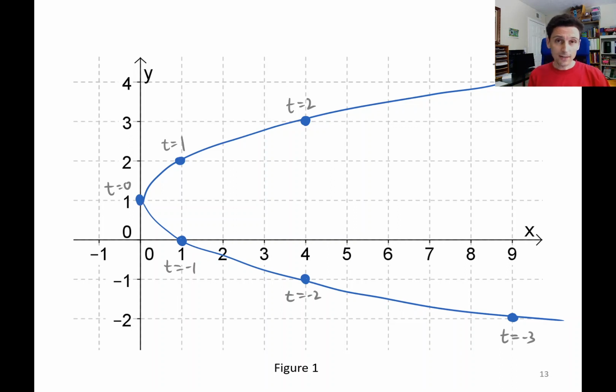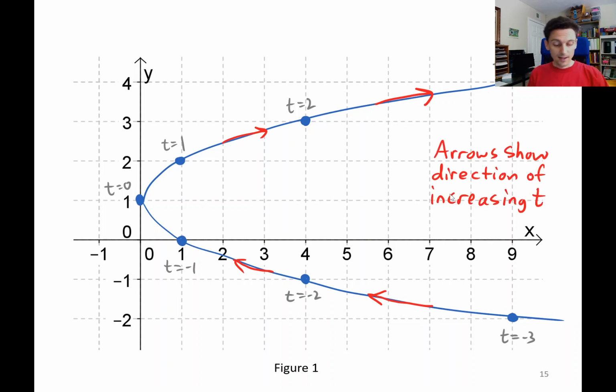And even more than that, we can say what the direction of the curve is as we increase the value of t. As t increases, we're moving along the curve to the left at first, and then as we cross through t equals 0, which is at 0, 1 on the xy plane, we're going to start moving to the right. So we can draw these arrows that represent the direction of increasing t.